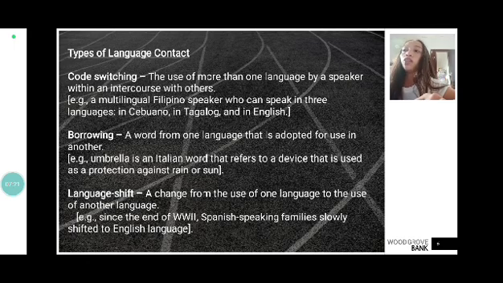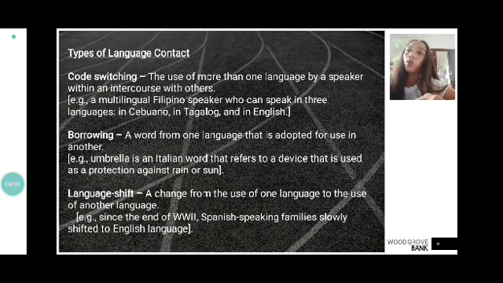First is code switching. It is the use of more than one language by a speaker within an interaction with others. This type of language contact refers to the alteration of language of speakers between two or more languages. For example, a multilingual Filipino speaker who can speak in 3 languages: Cebuano, Tagalog, and English. Code switching happens when a speaker has the capacity to alternate the language he or she uses while conversing with other individuals.